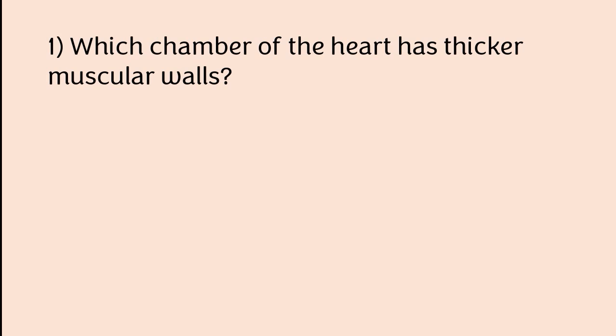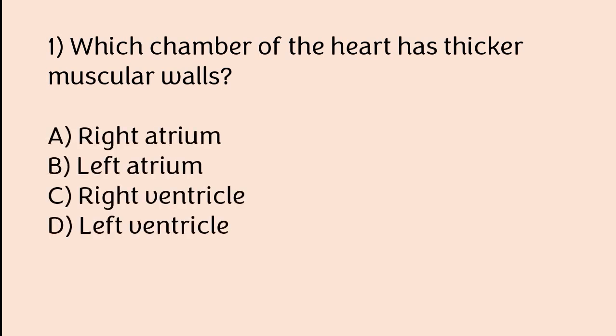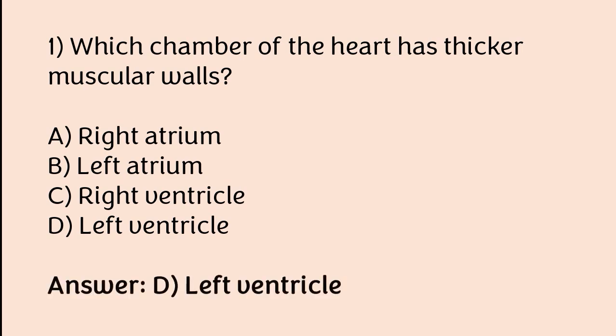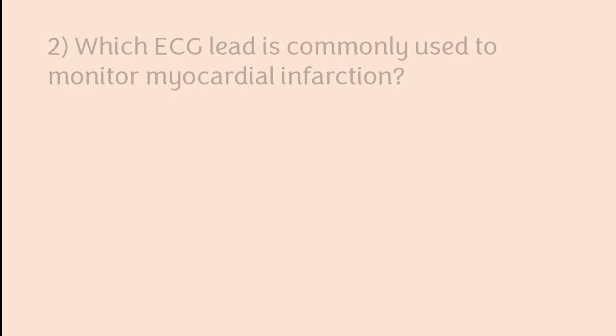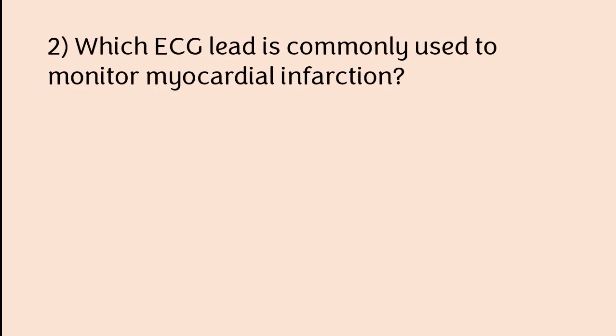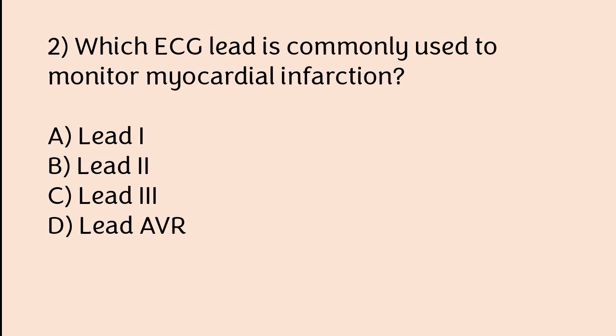Which chamber of the heart has thicker muscular walls? Right atrium, right ventricle, left ventricle. The correct answer is option D, left ventricle. Which ECG lead is commonly used to monitor myocardial infarction? Lead 1, lead 2, lead 3, lead AVR. The correct answer is option B, lead 2.